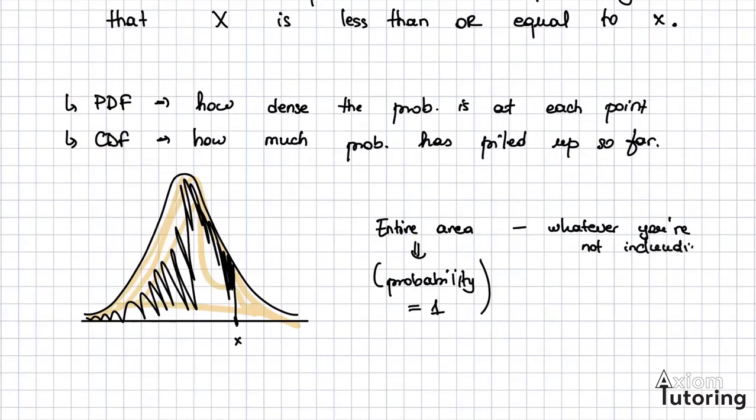Which in this case, if you think about it, is everything that is on a higher value than X here. So this is the area that I'm not including. So you can think of it either as how much accumulates until the X, or the entire thing minus this thing in here that hasn't been included. Okay? Mathematically, there is also a way to talk about the relationship between the CDF and the PDF.